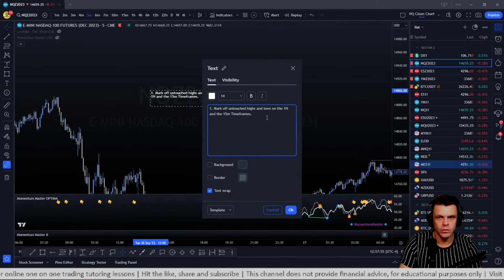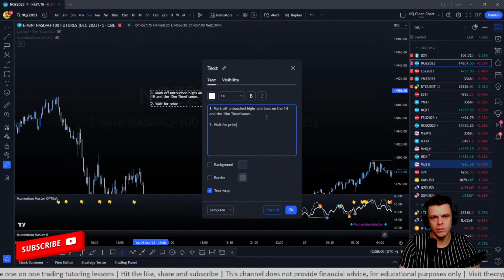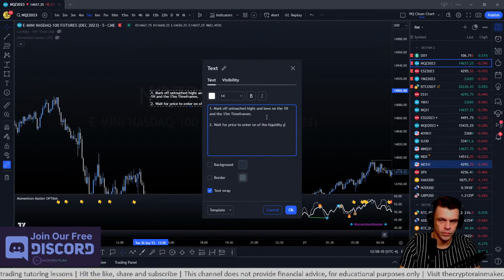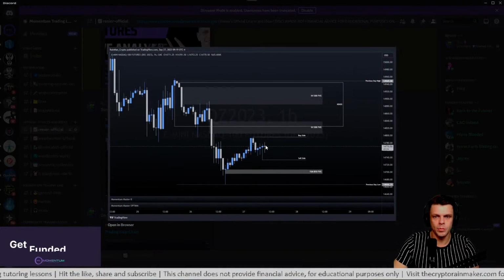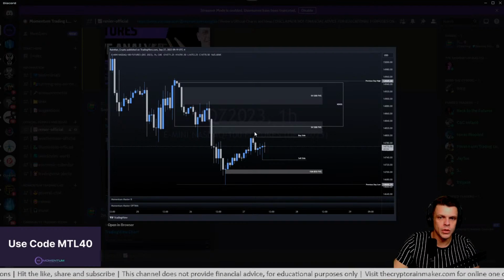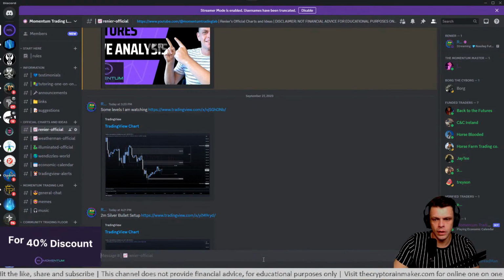Right, so step number 2 is wait for price action to enter one of the liquidity pools. Okay, so we just want to see price action go either above the high or below this low, just dig into it to take out all of the stops above the high or below the low. So that's the next step.